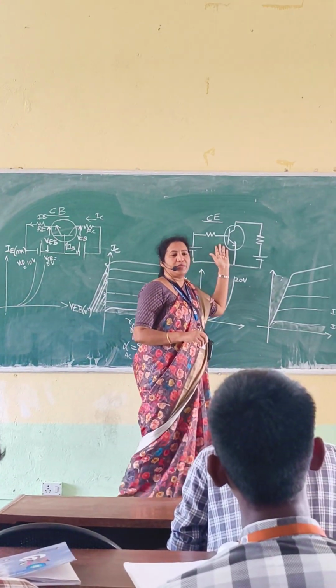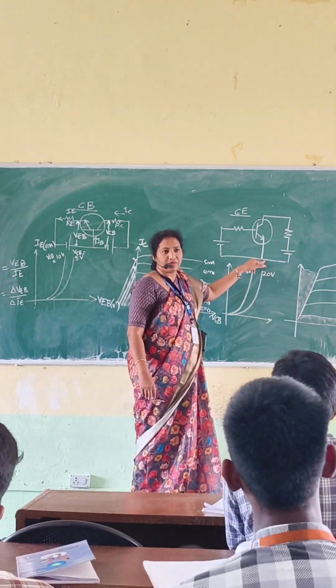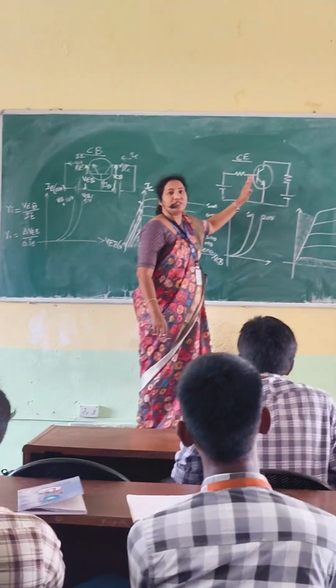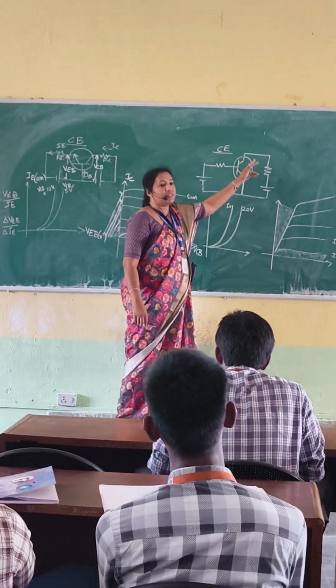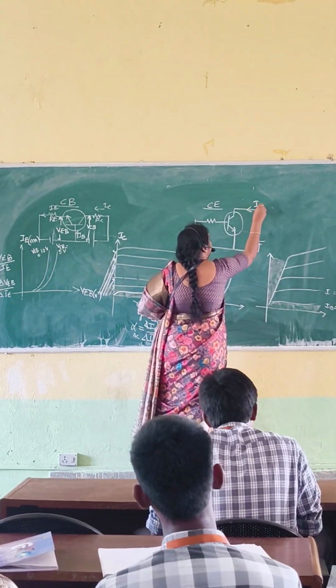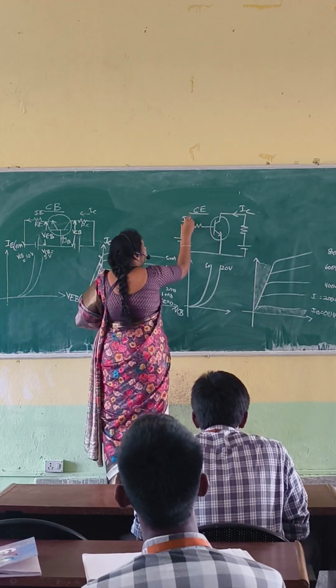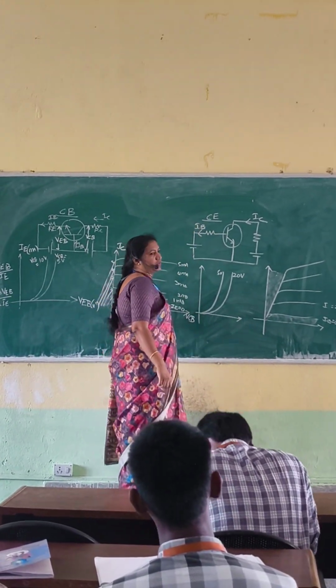Now we are going for common emitter configuration. If the emitter is grounded, we call it common emitter. When the emitter is grounded, what is your input current? Base is the input current. What is the output current? Collector. So this is your collector current, this is your emitter current. Now base is your input current.